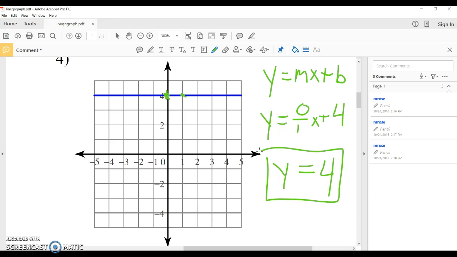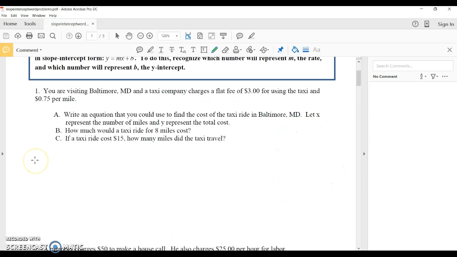I have one more example for how you would write this from a word problem. So let's see it from a word problem. As you can see, it says you are visiting Baltimore, MD, and a taxi company charges a flat fee of $3. And it charges 0.75 cents per mile. So then they want me to write an equation and then figure some things out.